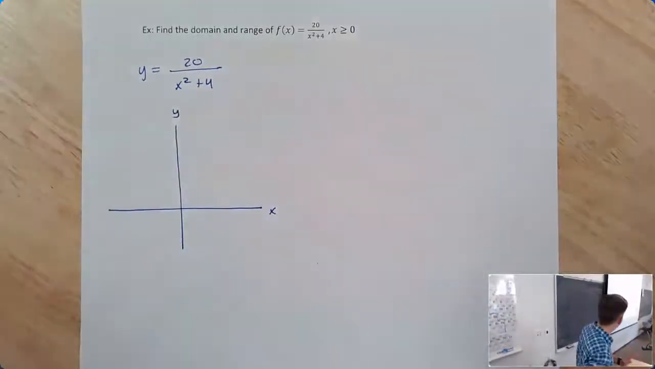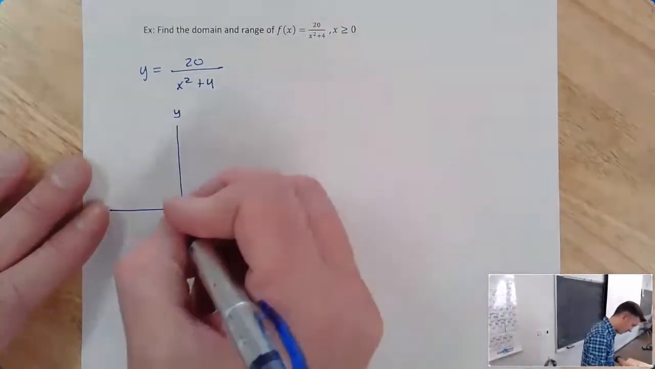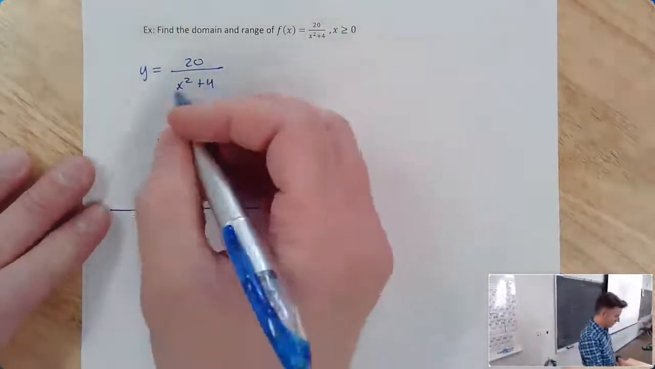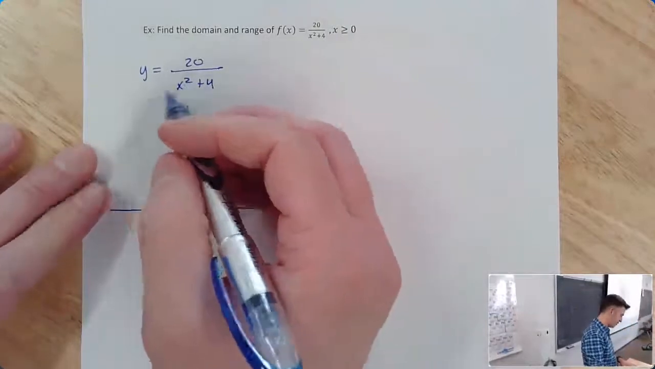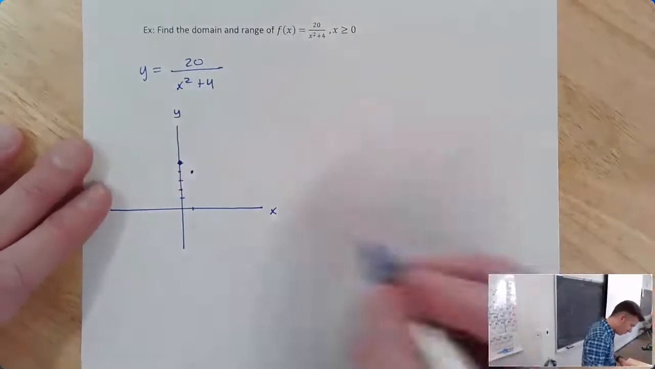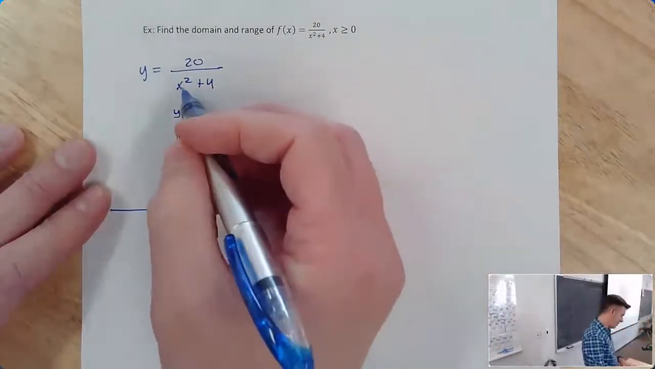I'm going to plot a couple points. If I plug in x equal to 0, I get 20 over 4, which is 5. If I plug in x equal to 1, I get 20 over 5, which is 4. If I plug in x equal to 2, I get 20 over 8, which is 10 over 4, which is 5 over 2. Like there-ish.